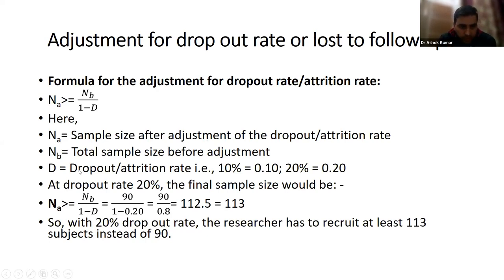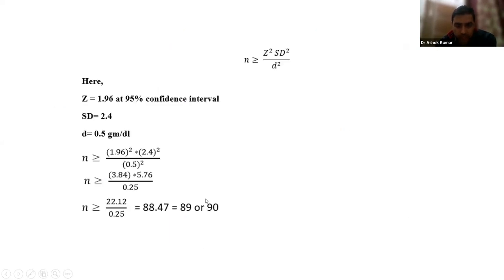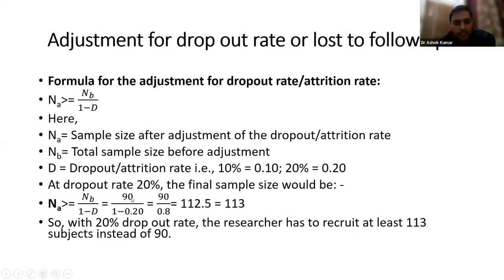Right now we are taking 20%. In the last example, we took 10% as the attrition rate or dropout rate, but here we are taking 20%. So what will be our sample size after adjustment? It is NA equal to or greater than NB divided by 1 minus D. We write NB as 90 because we have calculated 90 here. We can also write 89, there is no problem, but we have to write 89 here, not 88.47. Either 89 or 90. I have just given 90 here.